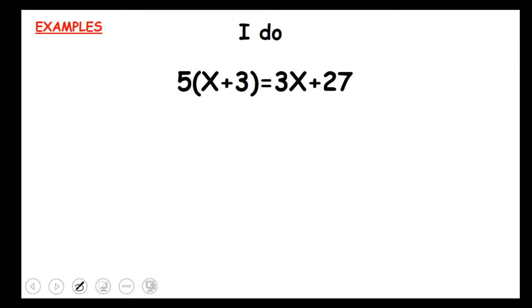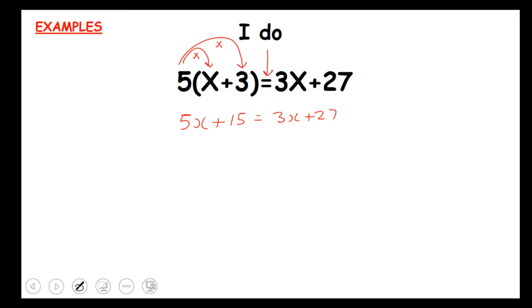Okay, so now, a bit more difficult now. Just like the previous lesson, we have to expand here. So first what I'll do is I'll expand the bracket and leave everything else as it is. So remember, when you expand bracket and you draw your arrows in, it means multiply. So 5 times x is 5x. 5 times plus 3 or positive 3 is positive 15. And that equals 3x plus 27. Remember, you only multiply what's inside the bracket, not past the equal sign, okay? So you don't touch on anything that is past here, okay?